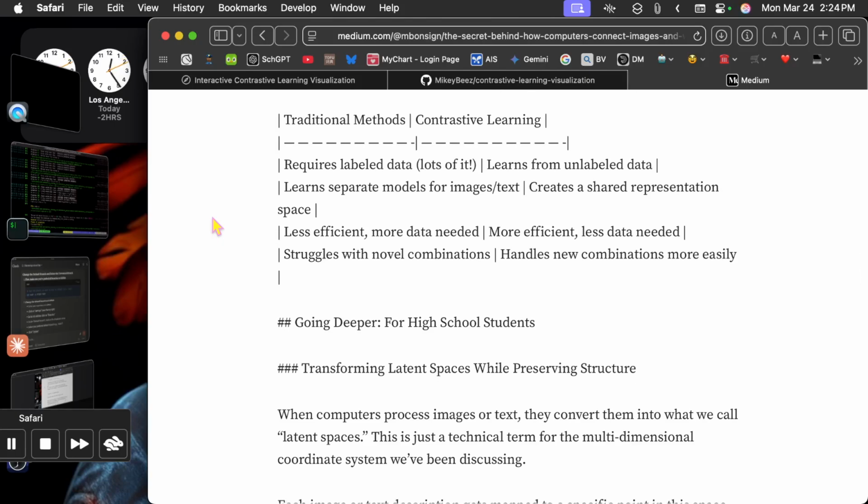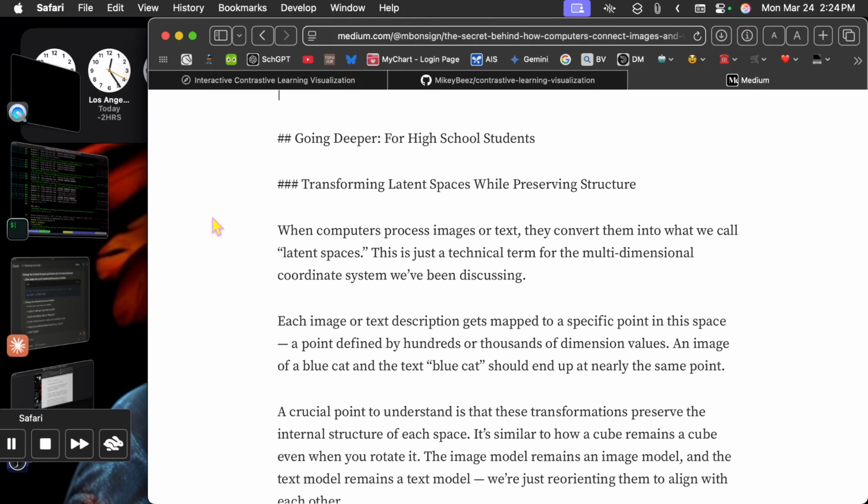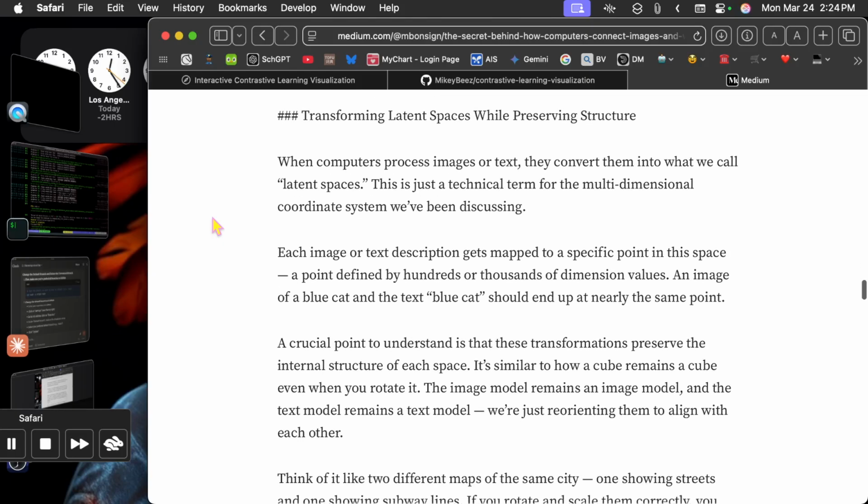Traditional methods are less efficient and need more data, and they struggle with novel combinations. Contrastive learning is more efficient, needs less data, and handles new combinations more easily. Going deeper, for high school students: transforming latent spaces while preserving structure.